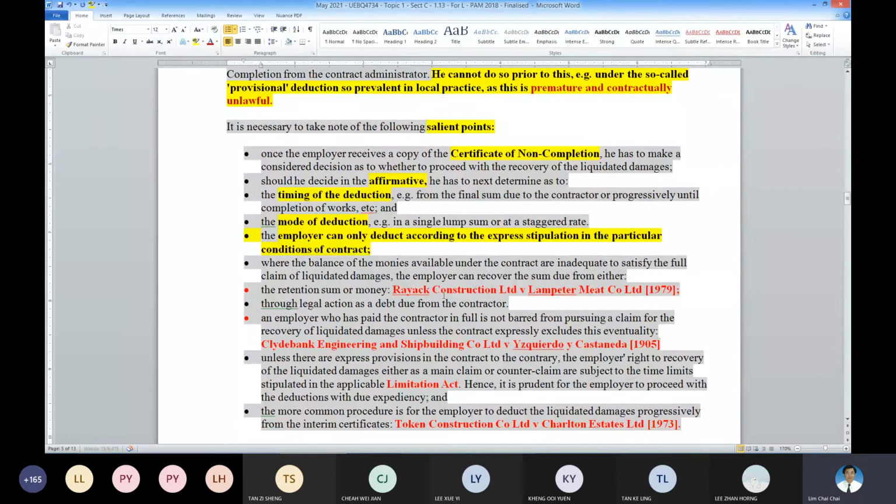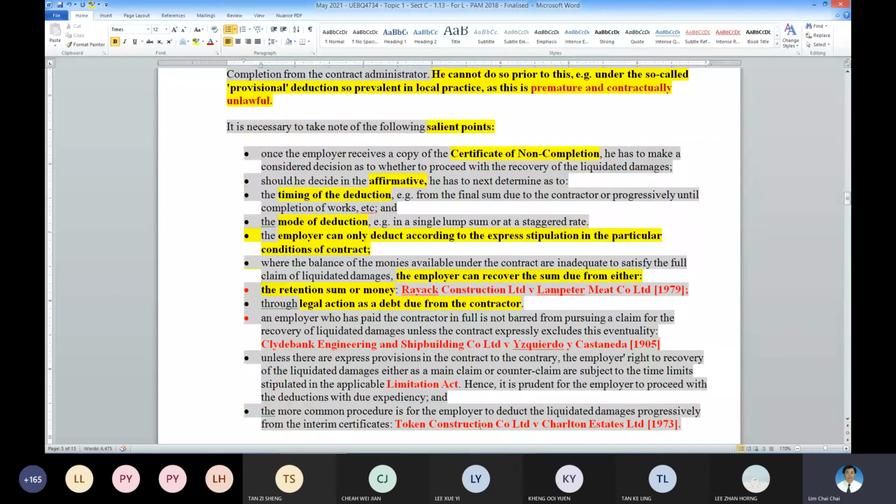So if it is not sufficient, then you can get it from the retention sum or from the performance bond. If it's not sufficient, then as a debt from the contractor. So these are the mechanisms for the employer to take it back: from the sum due, retention sum, or take legal action against the contractor.